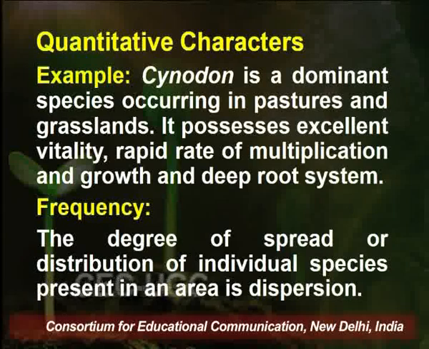So, moving on to the frequency, the degree or spread of distribution of an individual species present in an area is called dispersion. It describes the structure of the ecological community. Now, there are 3 basic patterns of dispersion. These include random dispersion, uniform or regular dispersion, or clumped contagious dispersion. It is usually expressed as a percentage. It can be studied by sampling the study area randomly at different intervals.